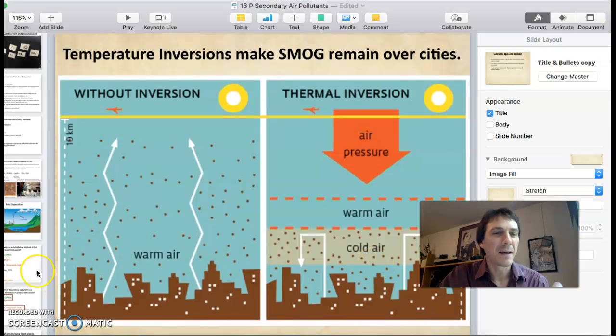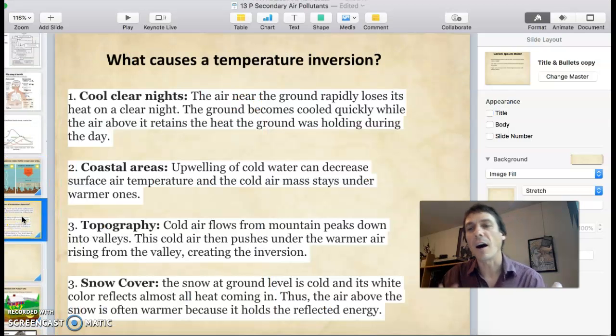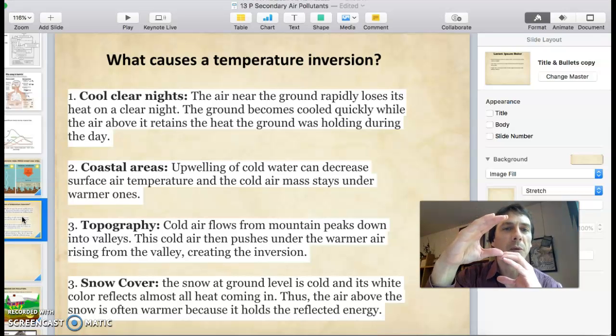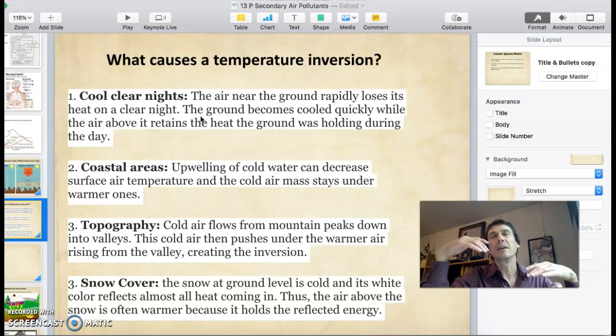Okay, let's move on and just talk a little bit more about thermal inversions. What causes these thermal inversions? What causes the warm air to be on top and the cold air to be on the bottom? Well, there's 4 basic reasons. One is cool, clear nights. So if you get a really cool night, the air near the ground rapidly loses its heat on a clear night. So the ground becomes cooled quickly, but the air above retains the heat from the ground, the heat that the ground was holding during the day.